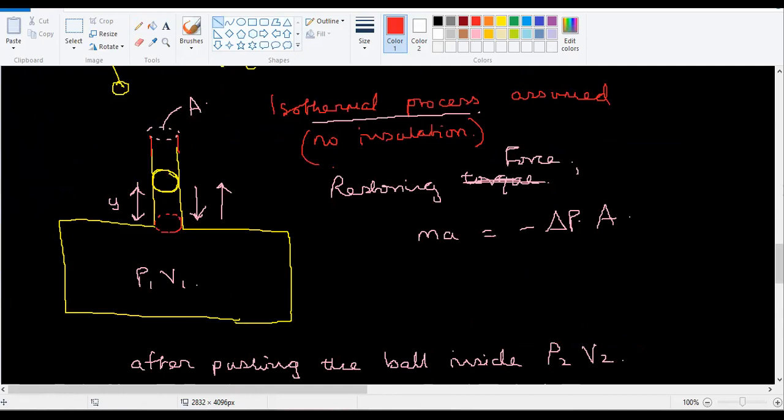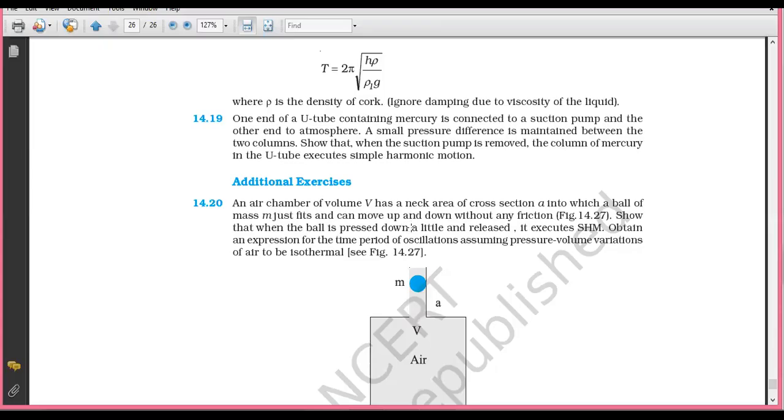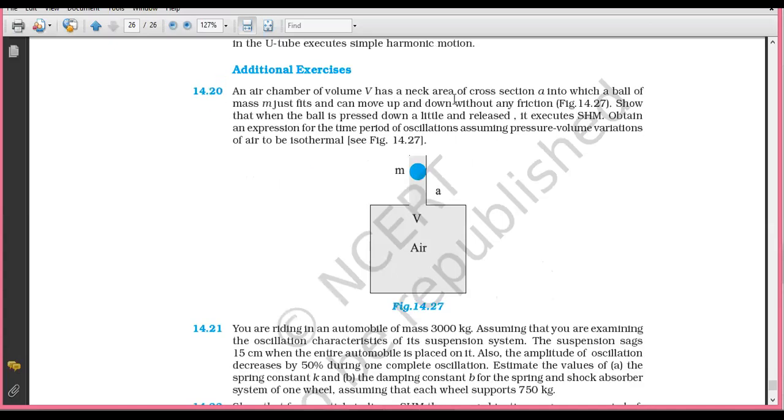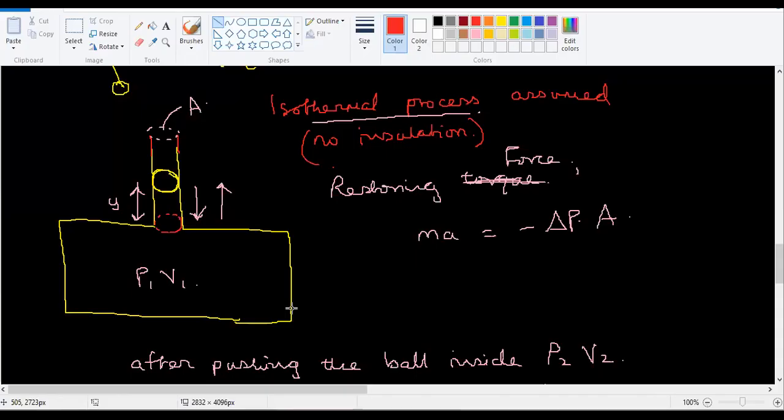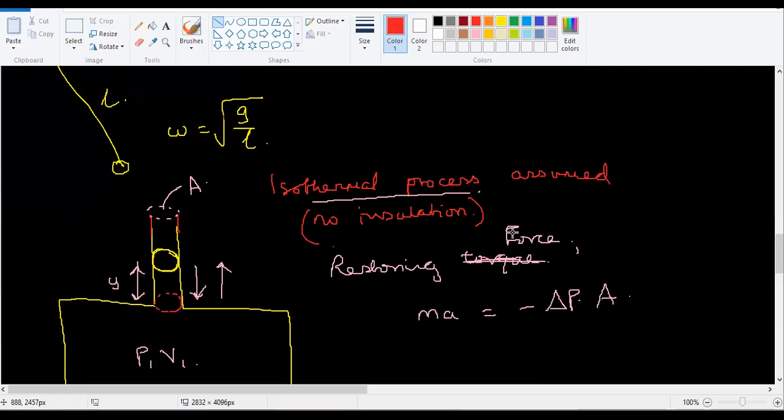The last one which we discussed was this one. An air chamber of volume V has a neck of area of cross section A, into which a ball of mass M just fits and can move up and down without any friction. Show that when the ball is pressed down a little and released, it executes SHM. Obtain an expression for the time period of the oscillation, assuming pressure-volume variations of air to be isothermal. So that's what we said at the beginning itself, isothermal processes.